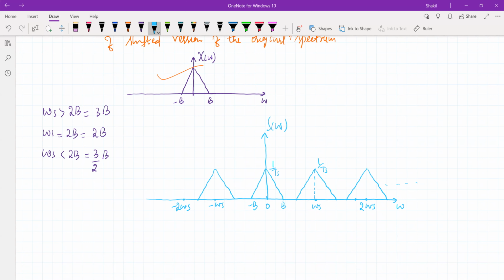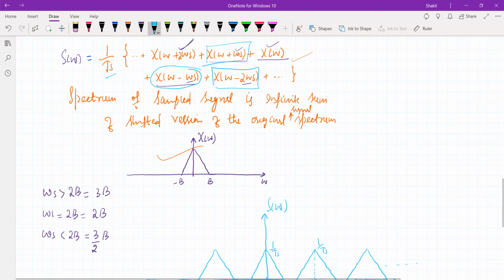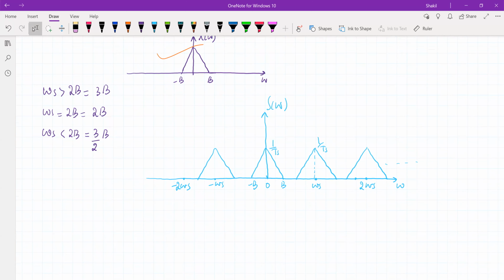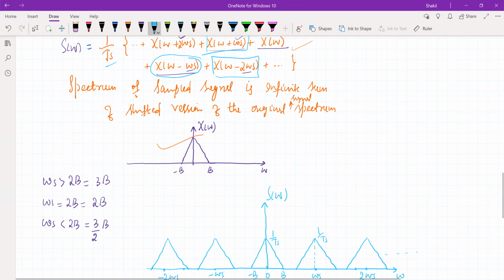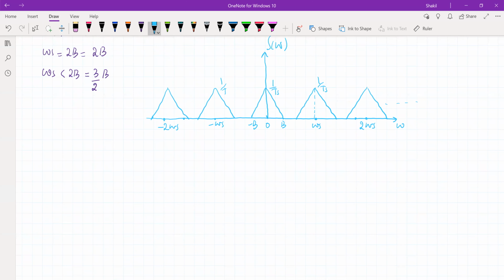This is when shifted at minus omega s. So this is this part. So I'm drawing this part. So this is the shifted version of x of omega at minus omega. And let me shift it to minus twice omega s over here. So this is minus twice omega s, and this is in this part, and so on. So you can draw the rest of the components yourself. And this is 1 by Ts, meaning the maximum amplitude is 1 by Ts. All right. So this is the spectrum of the sampled signal.